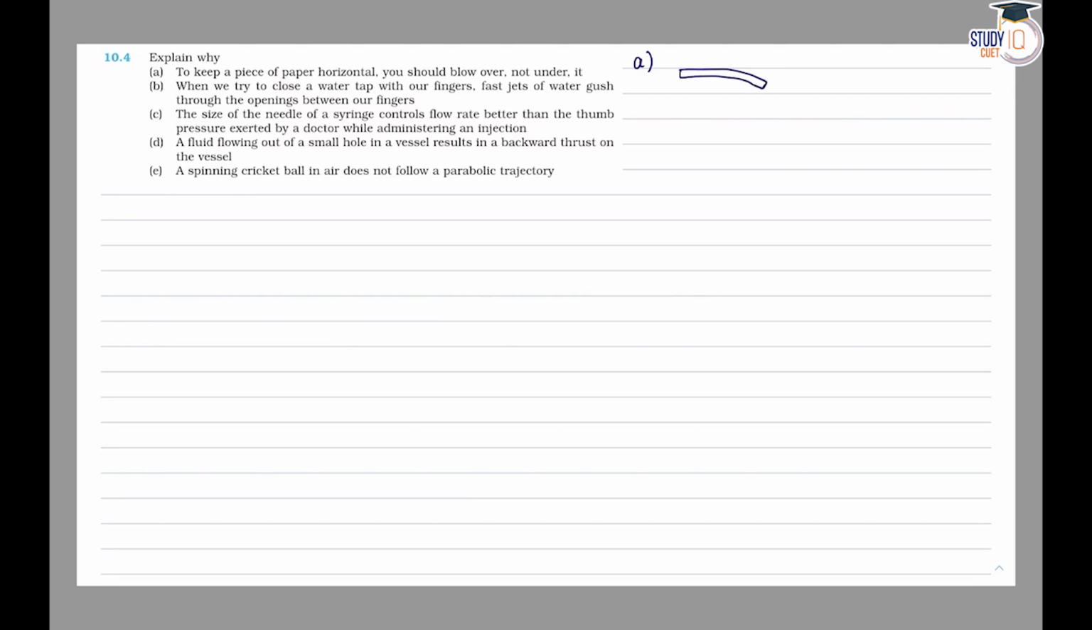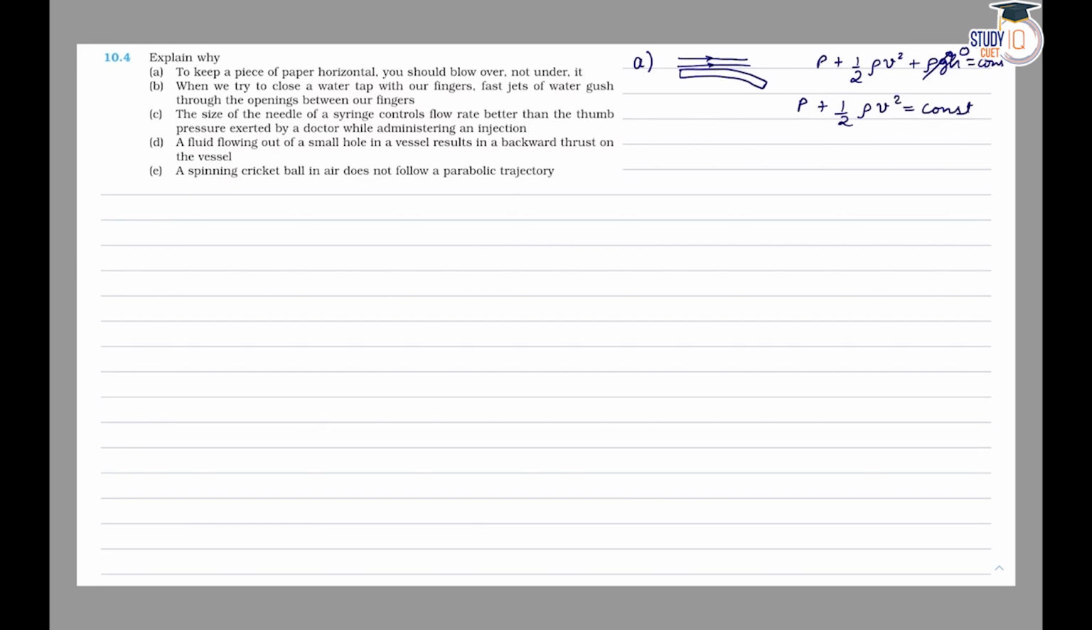Let us suppose this is the piece of paper and we blow air above it. Then by Bernoulli equation I can say P plus half rho V square plus rho g h is constant. But since the paper is thin, this term can be ignored, and I can say P plus half rho V square is constant.